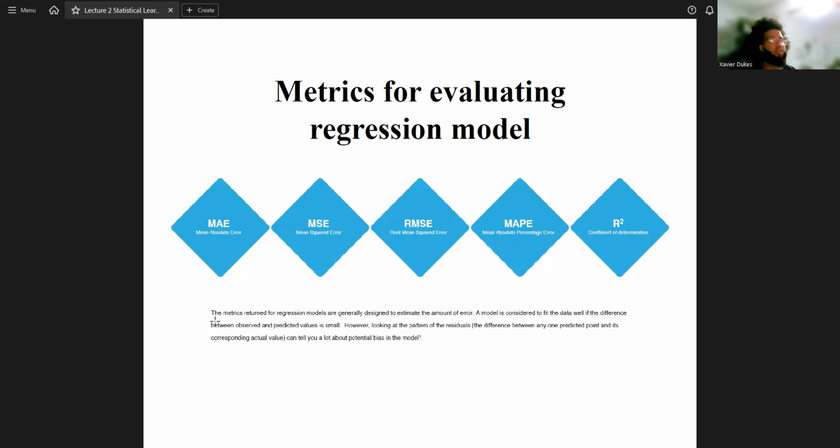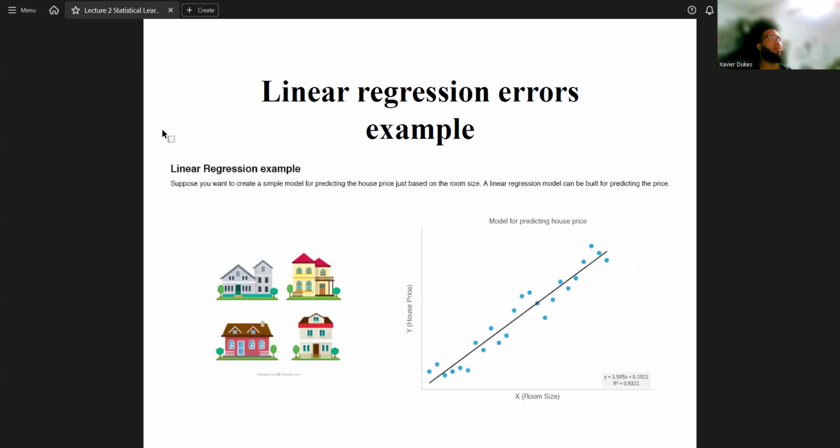Metrics for evaluating regression models. These metrics returned for regression models are generally designed to estimate the amount of error. A model is considered to fit the data well if the difference between observed and predicted values is small. However, looking at the pattern of residuals, the difference between any one predicted point and its corresponding actual value can tell you the potential of bias in a model.